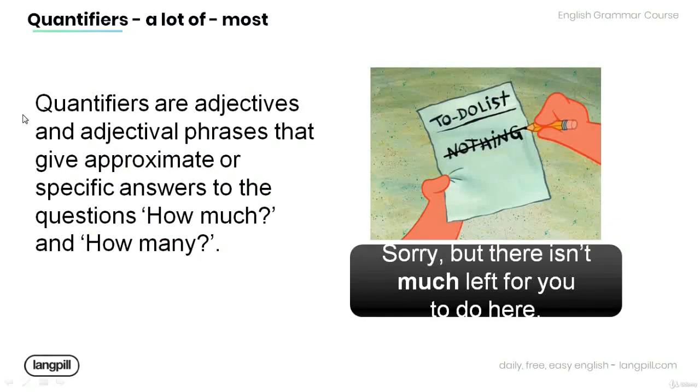Remember that quantifiers are adjectives and adverbial phrases that give approximate or specific answers to the questions how much and how many. Have a look at the example below. Sorry, but there isn't much left for you to do here. Note that the word much in the sentence is a quantifier, and it tells us how much work is left to do.